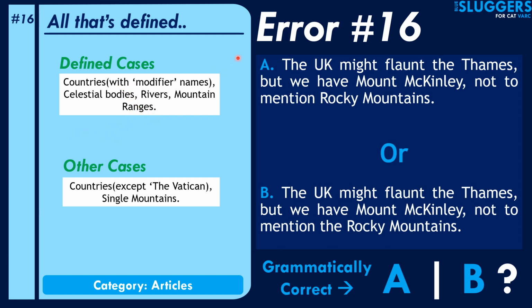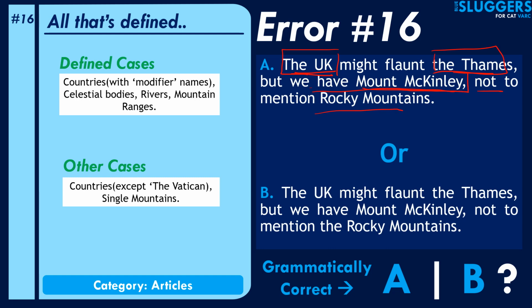Okay, so let's start with the first sentence. It says, the UK might flaunt the Thames, but we have Mount McKinley, not to mention Rocky Mountains. So obviously the UK is correct usage. The Thames is also correct usage. But we have Mount McKinley.